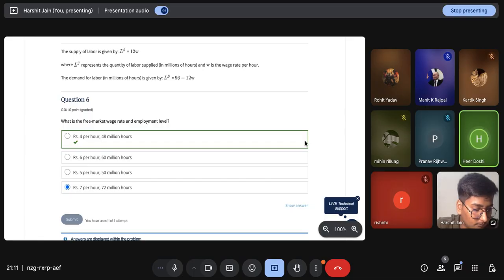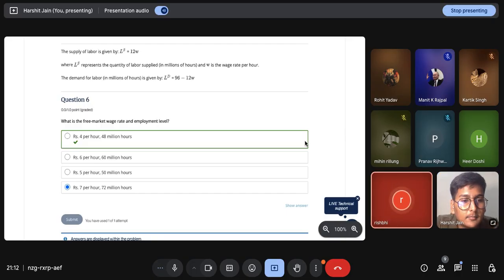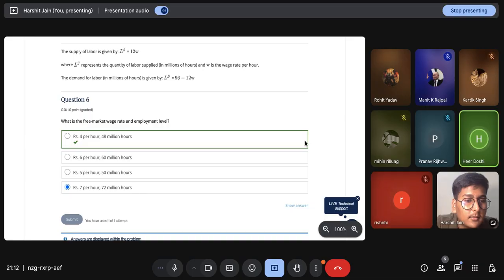So the labor supply is equal to the labor demand. So 12W is equal to 96 minus 12W. Are you able to understand, or should I do it on paper and send it? If you can, please do that. DCP and Ruhi, both of you, please share it with me. So I will show. Okay, I need a minute.